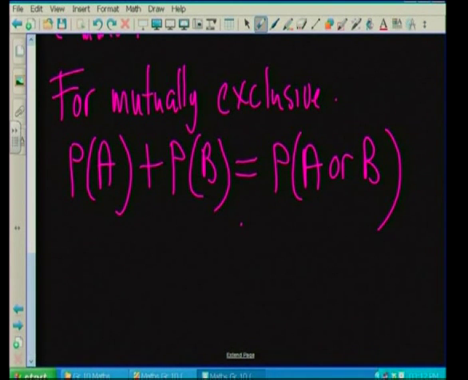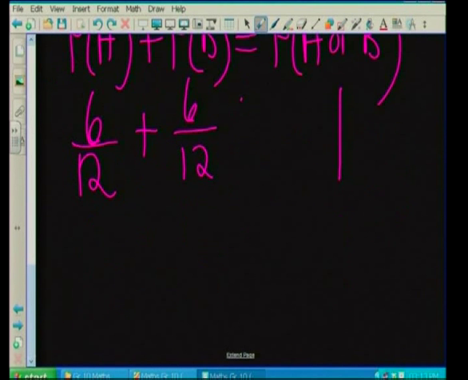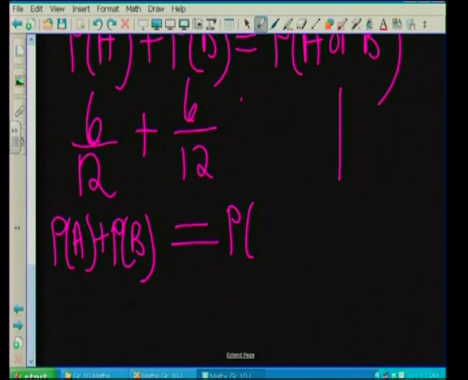Now, we've already established that the probability of A or B is 1, right? We've established that. Let's have a look at the probability of A. Probability of A is the probability of getting an even number, 6 out of 12, plus the probability of B, 6 out of 12. So I will basically just say that the probability of A plus the probability of B is equal to the probability of A or B. Therefore, they are mutually exclusive.